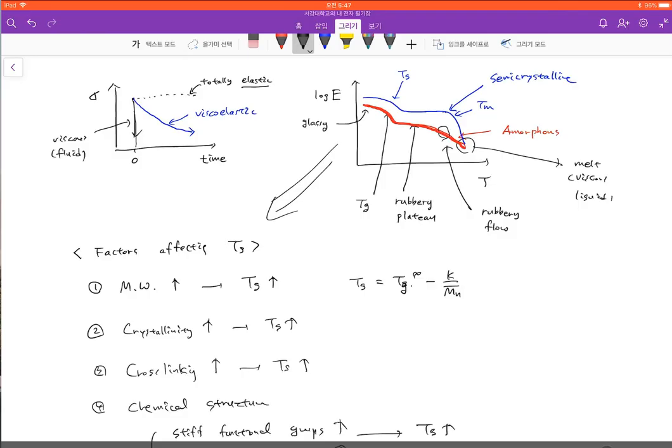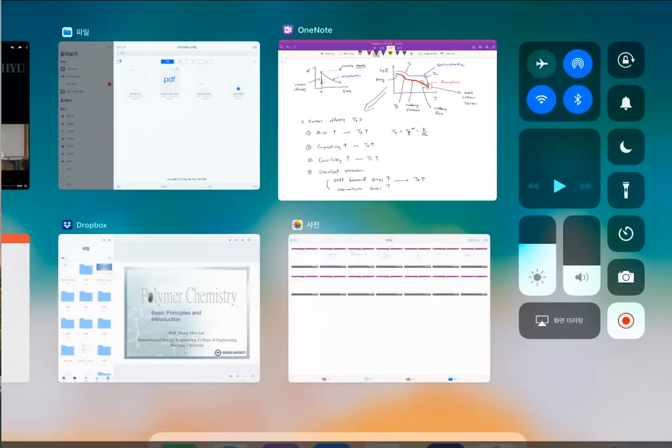So there are many different factors which affect glass transition temperature. Okay, sum up here.